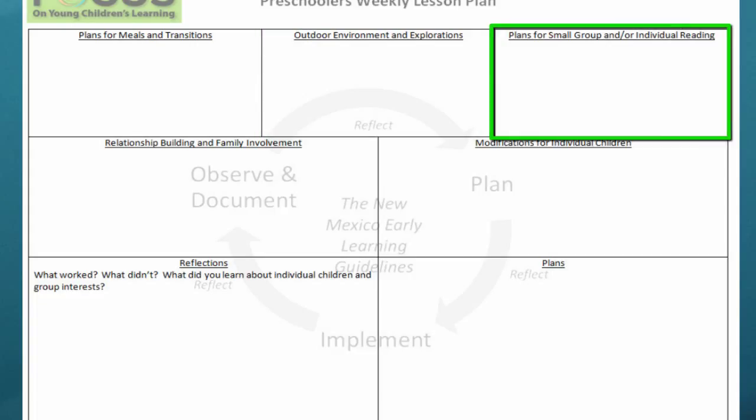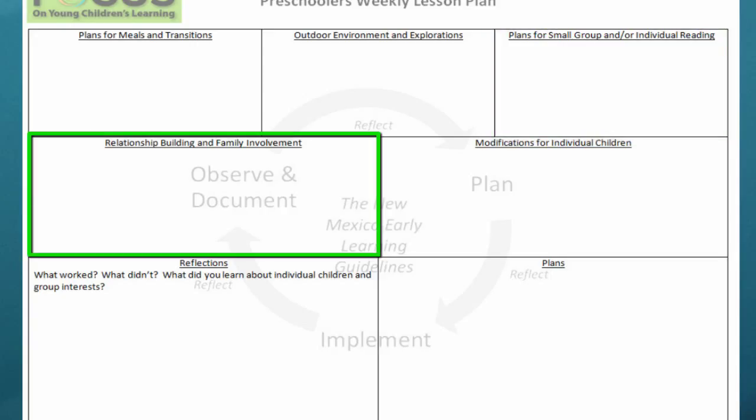Plans for small group and/or individual reading might include stories the educators in the classroom will try to read with small groups of children during free play time, and/or which children they will try to read with during the time frame. Relationship building and family involvement. This box can include activities that will occur during the typical school day or outside of the school day, such as a special family night or special family take-home activity.